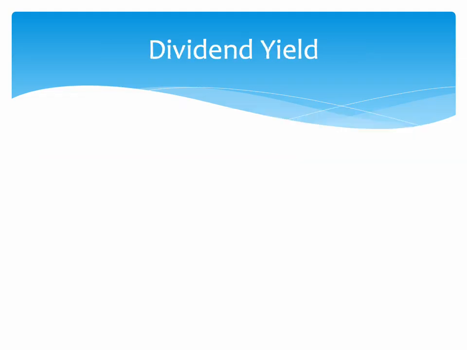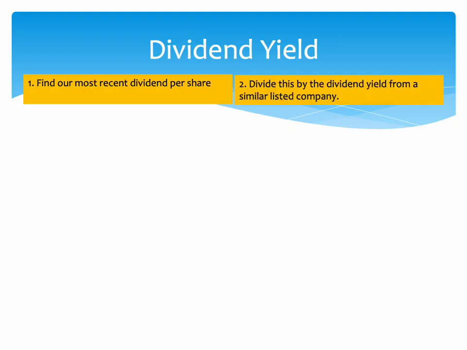Okay, the next valuation method that we're asked to use is the dividend yield. Now, if you remember, doing the dividend yield is normally a relatively friendly way of valuing a company. It's quite nice and easy to do, and we can do it in 2 steps. First of all, we have to find our most recent dividend per share. So we'll have to get that information for CERN, and then we divide that by the dividend yield from a similar listed company. So first up, let's figure out what CERN's most recent dividend per share is.